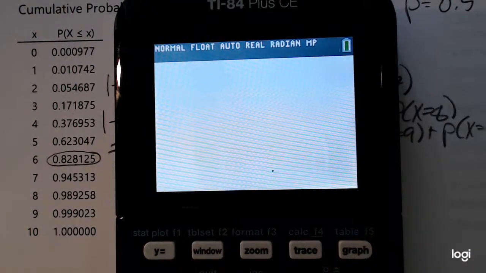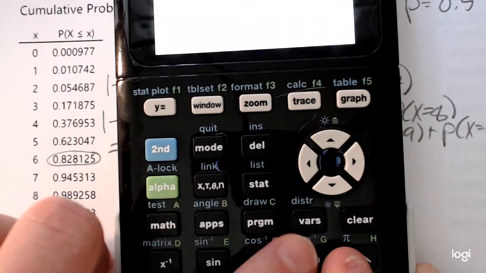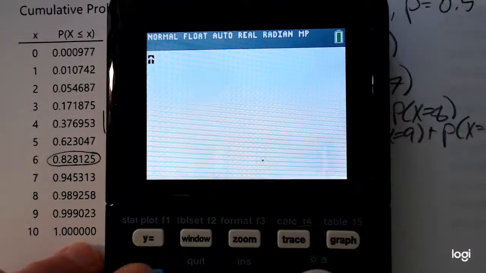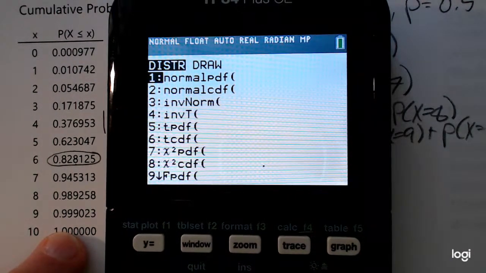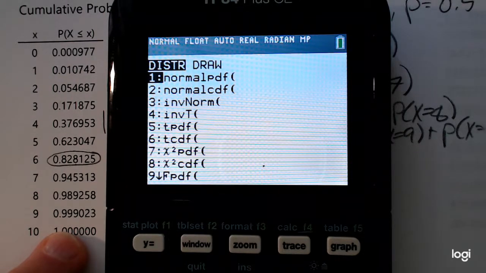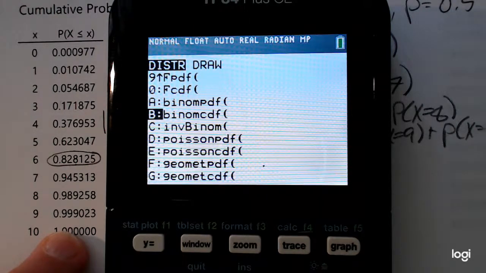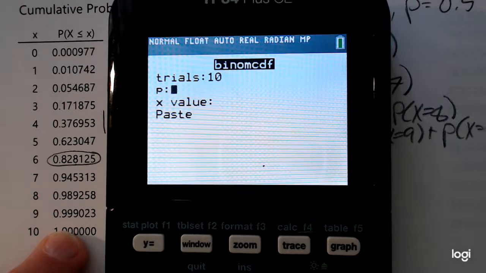we're going to go to our distribution menu, which is right above the vars key, and it's a second key. And we want to select Binomial CDF. It's toward the bottom, so you could either scroll down or scroll up and start from the bottom up. And select Binomial CDF. Number of trials is 10. The probability of success, or getting a girl, is 0.5.